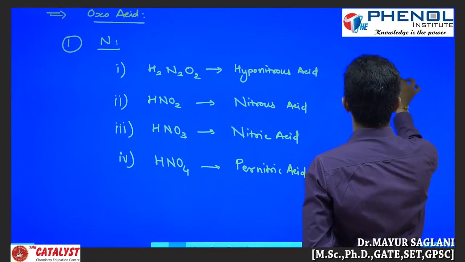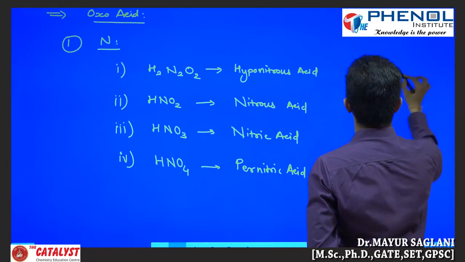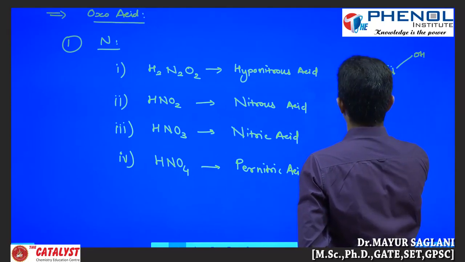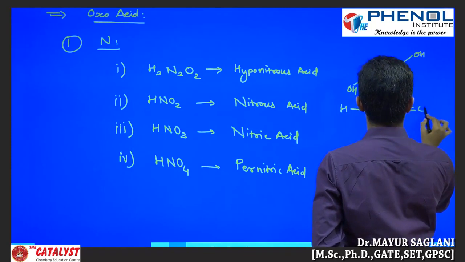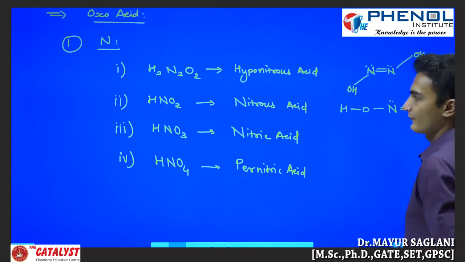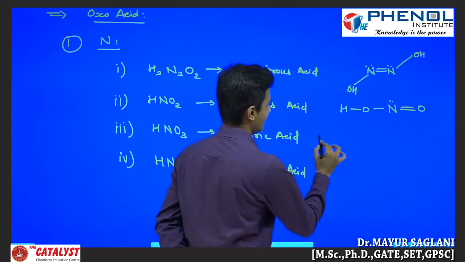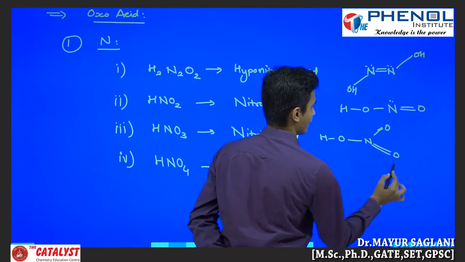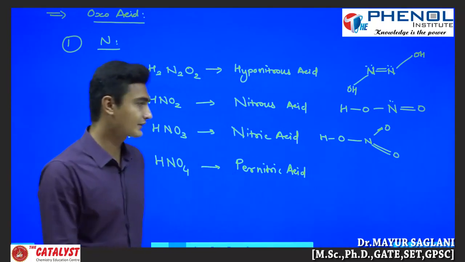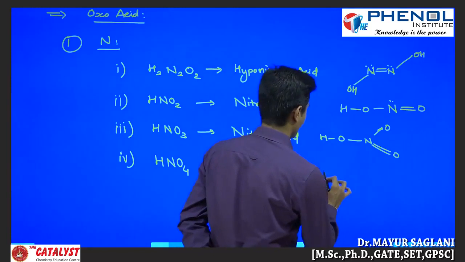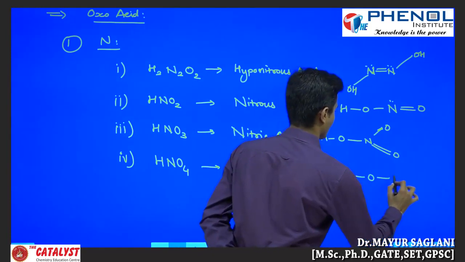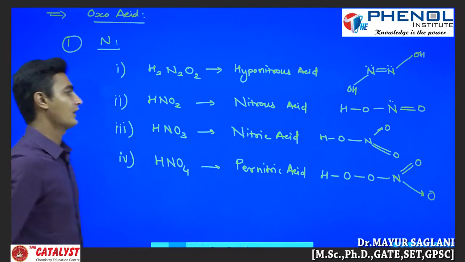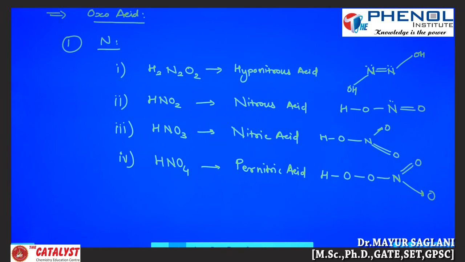N double bond N, and it is bonded with OH and OH. Fine. If you see nitrous acid, then this one is the structure for nitrous acid. If you write the structure of nitric acid, then H-O-N, covalent coordinate bond O, double bond O. This one is the structure of nitric acid. And if you write pernitric acid, then H-O-O-N, double bond O and O. Okay, so these are the structures.